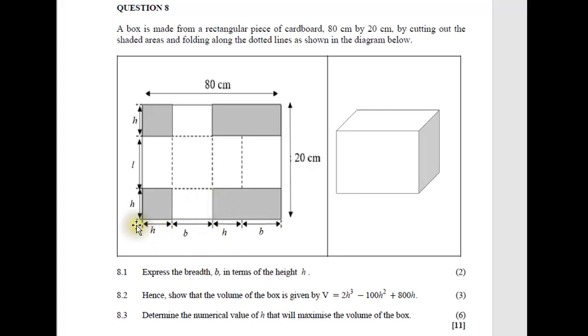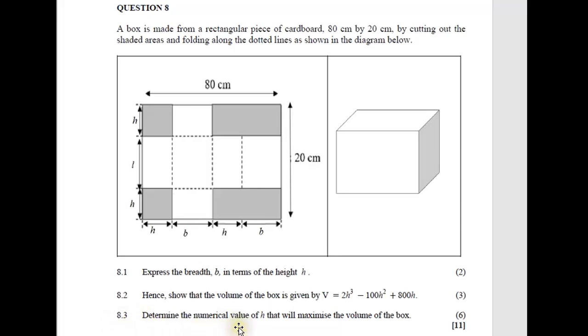So do note that all of this is equal to 80. So here's a tip. We have h plus b plus h plus b, and all of that is equal to 80. And on the other side, the vertical side, we have h plus l plus h is equal to 20. So that's a starting point for you, and then manipulate it to find what is equal to what. Hence, from 8.1, when it says hence, it means use the idea of 8.1 and add it to 8.2 in order to get this. Okay, try it out, pause the video, try it out on your own.